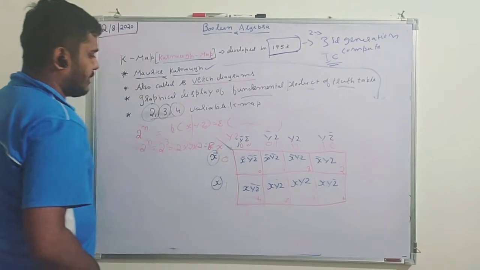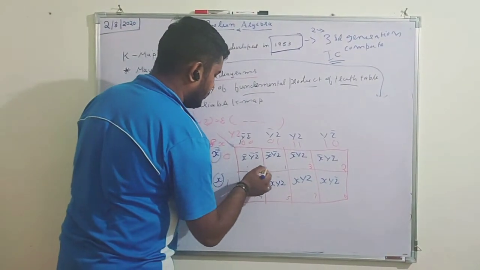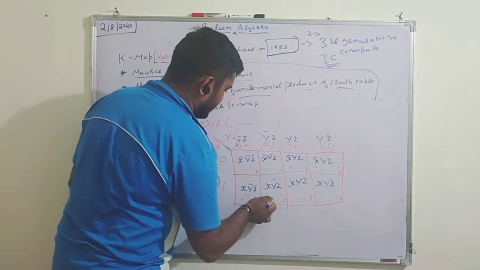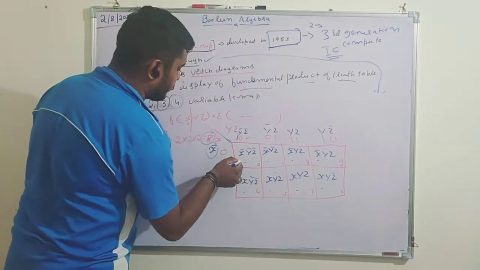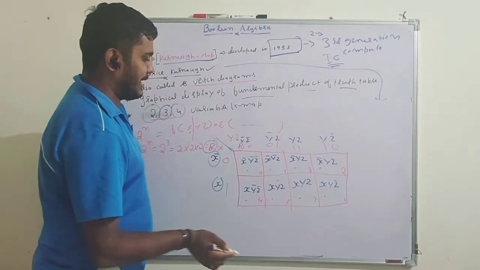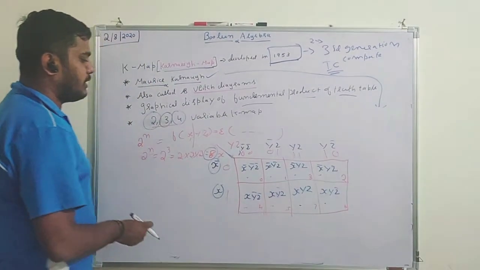A three variable K map should have 1, 2, 3, 4, 5, 6, 7, 8 squares. So 2 to the power of 3 is 8 squares. Each square represents either a minterm or a maxterm. So this is the three variable K map.